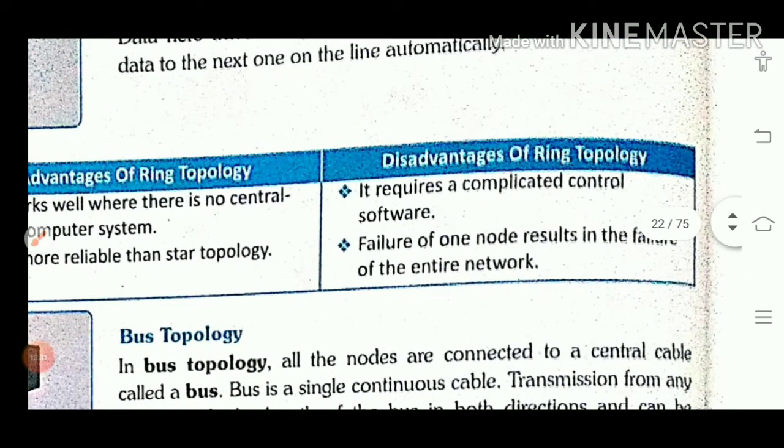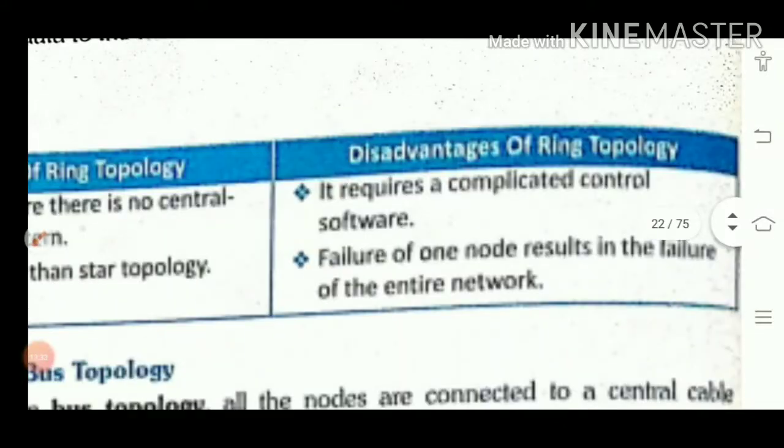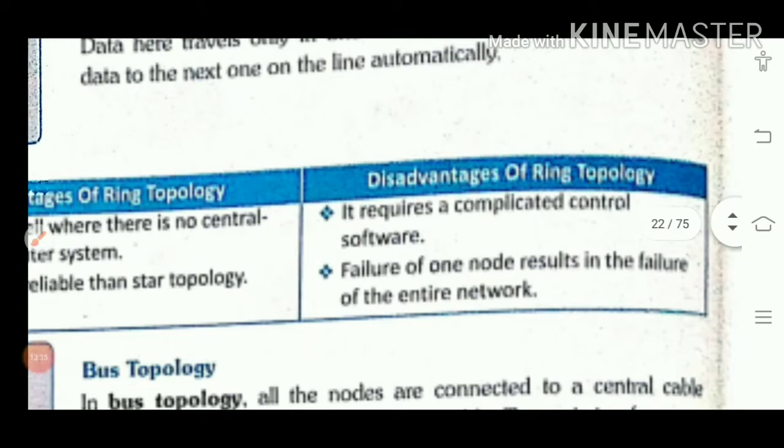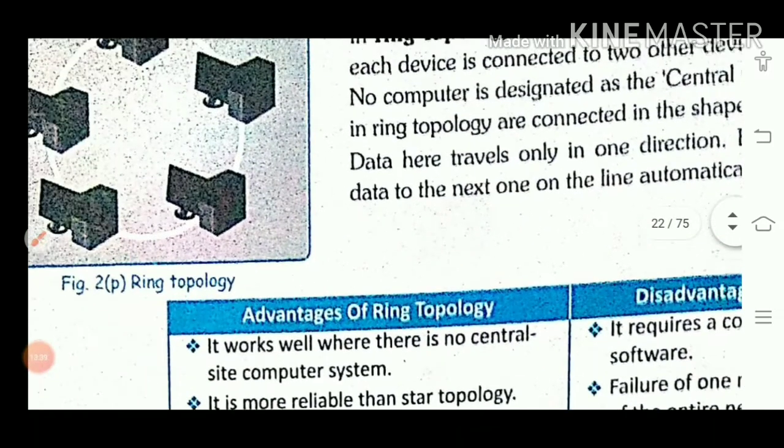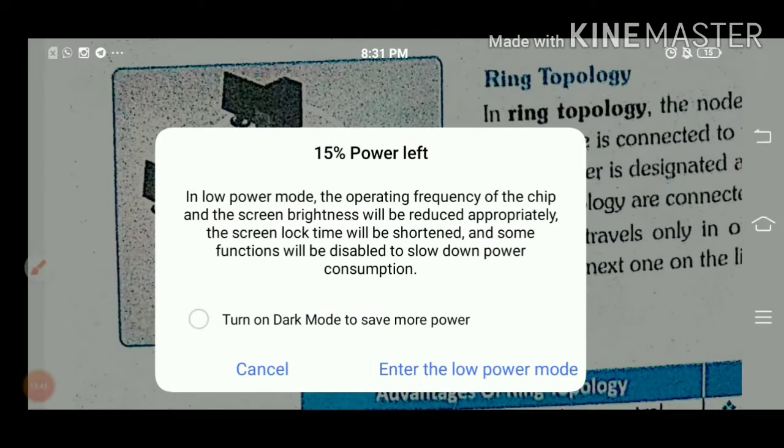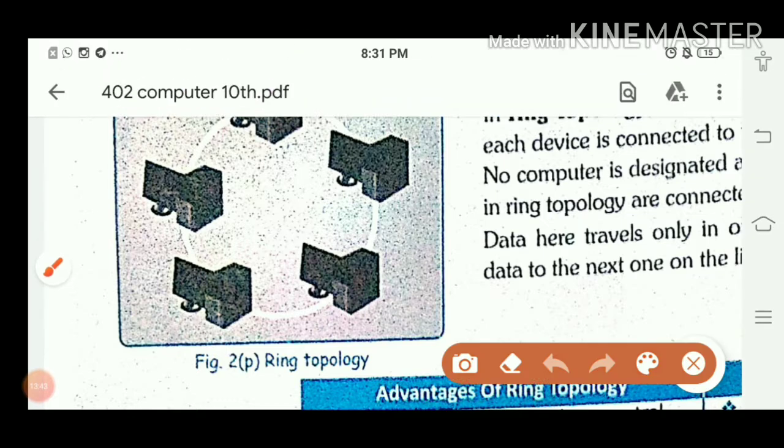Next disadvantage is it requires complicated control software. ठीक है. Second disadvantage is failure of one node results in the failure of the entire network. एक भी node अगर वो work नहीं करेगा तो what happens? The entire network is not able to do work. ठीक है. If this node is not in working mode, तो ये entire network will not work.